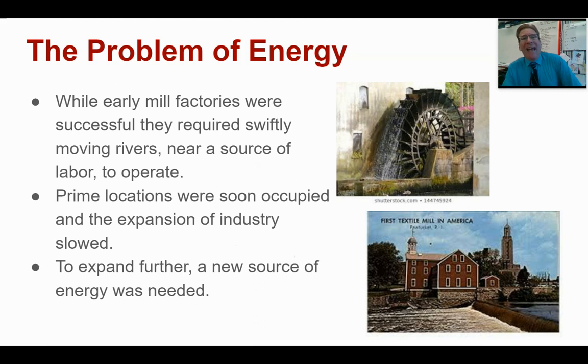All right, the problem of energy. Early mill factories were successful, and they started popping up along rivers all throughout England and eventually in America too. I'll talk about that in a moment. Because they needed swiftly moving rivers to spin the water wheels. Slow moving rivers wouldn't spin it. You need this water wheel to spin quickly. You need a fast moving river. So certain rivers, certain locations on the river were really ideal.